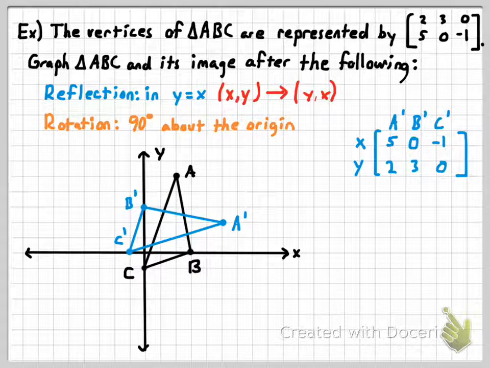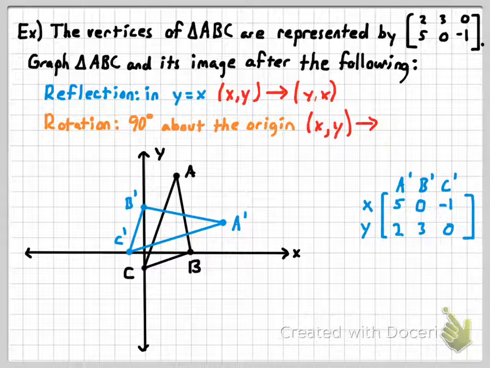Now what we're going to do is take that image and rotate it 90 degrees about the origin. In our previous video, we learned the patterns for rotations about the origin, for 90, 180, and 270 degrees.